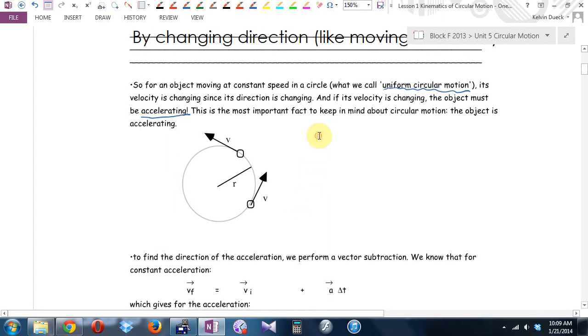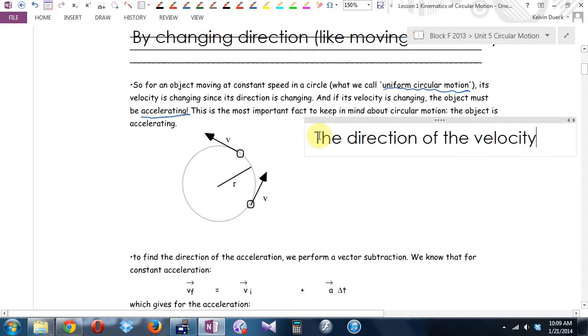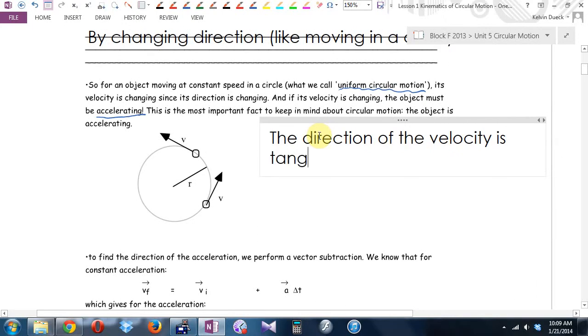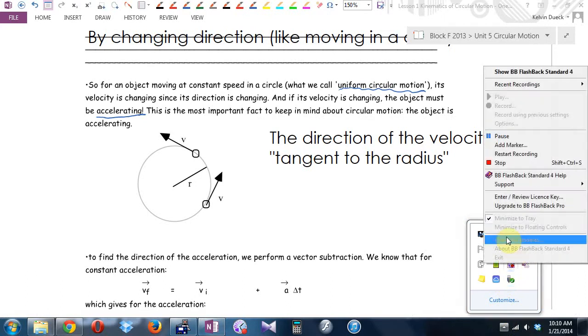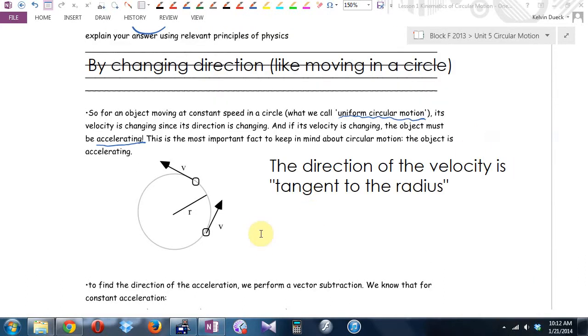We say the direction of the velocity is "tangent" to the radius. It's perpendicular to the radius. If you want to get the direction of the velocity, it's at right angles to the radius. It's 90 degrees to the radius. And I can see I need to convince you. So hopefully with those videos I convinced you that the direction of the velocity is 90 degrees to the radius.